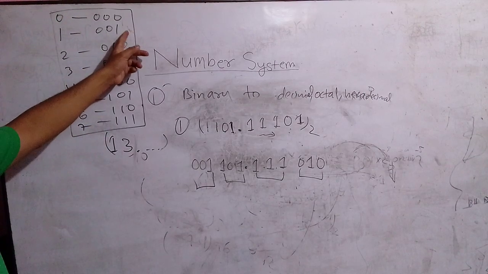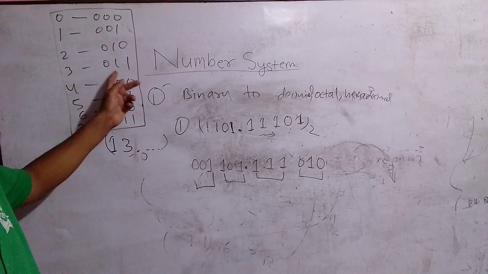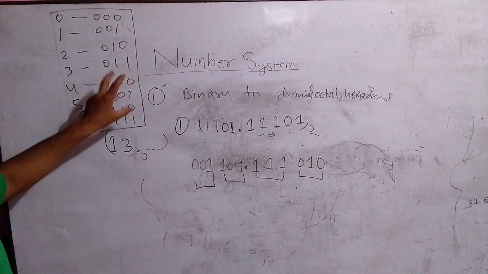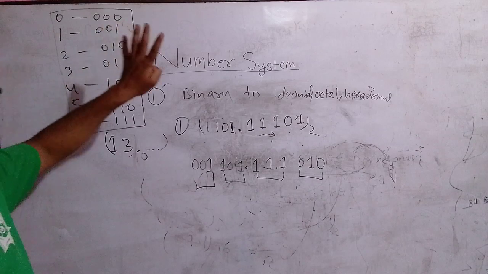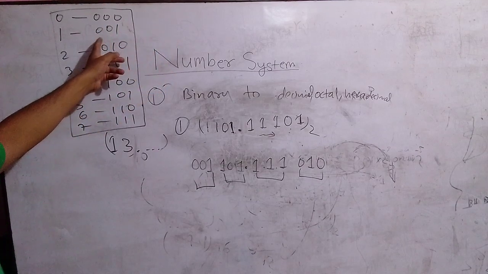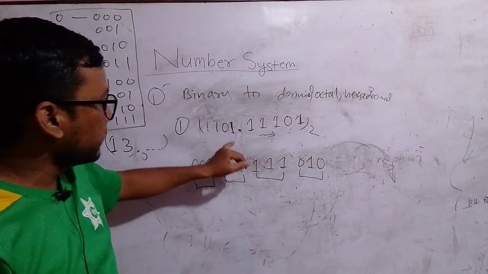How do we count in the binary number system? 0 0 0, 0 0 1, 0 1 0, 0 1 1. This is the simple conversion table. We'll write another conversion table also using 4 digits. This is the 3-digit representation. 3 digits are sufficient to convert from binary to octal.